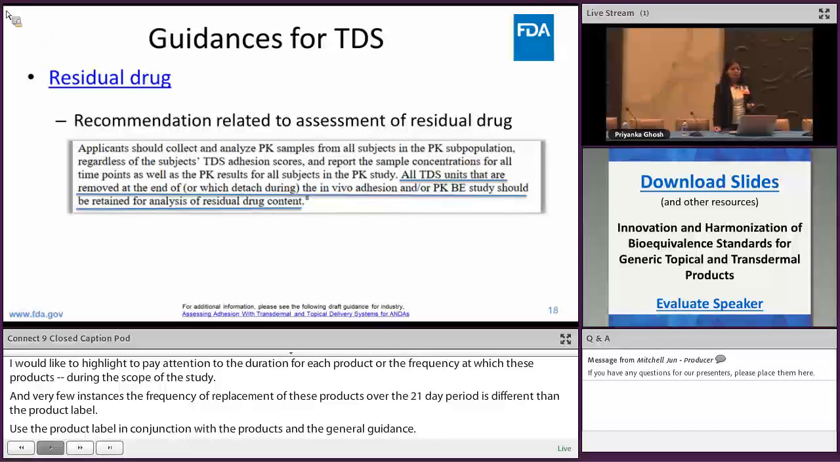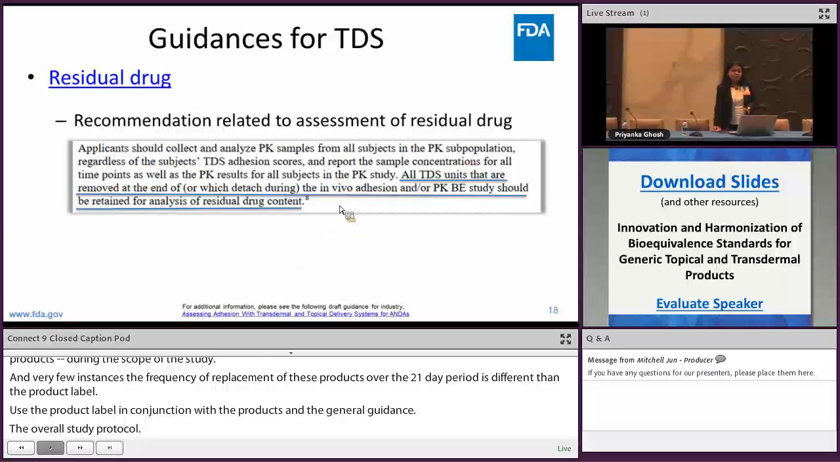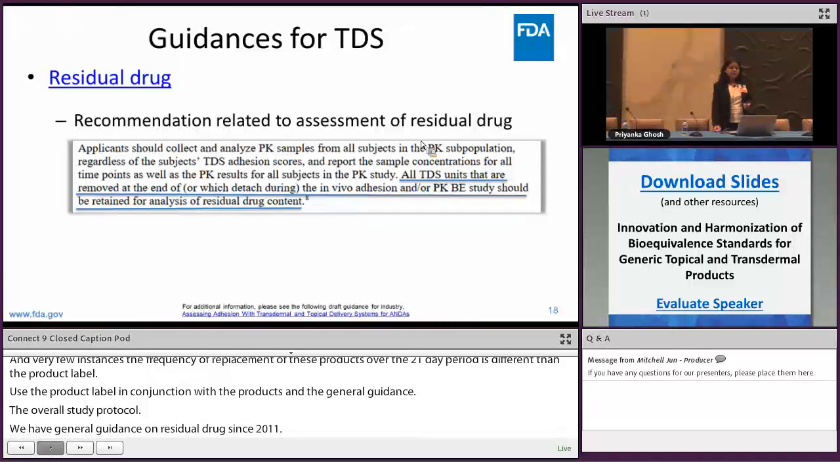We do have general guidance on residual drug since 2011, and the clarification that I offer here is from the edition guidance, which indicates that for evaluating residual drug, please use the TDS units that have been used either in the pivotal PKBE study or the combined in vivo edition and PKBE study.